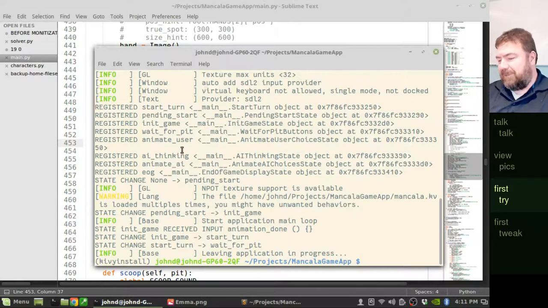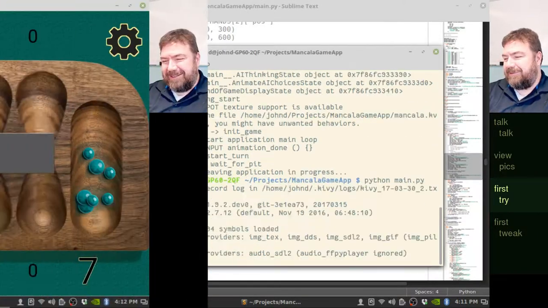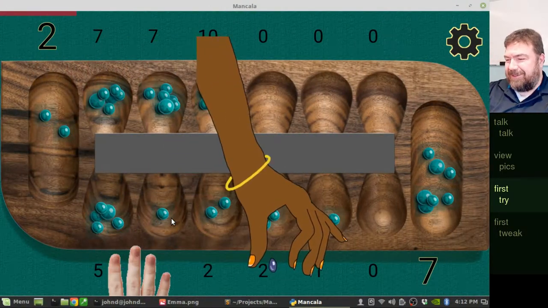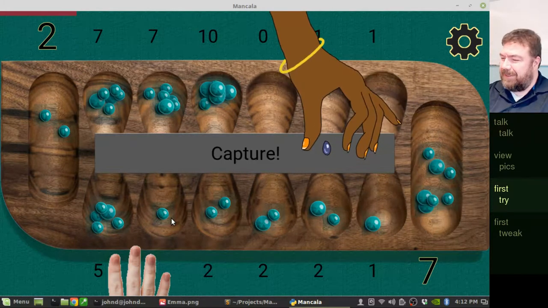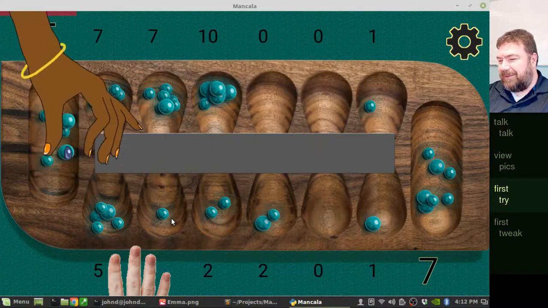Well, let's take a look and we'll start tweaking. I'm just playing long enough so I can see the other side. Okay, so it still goes off the screen a little bit. I don't know if that's a good or a bad thing.